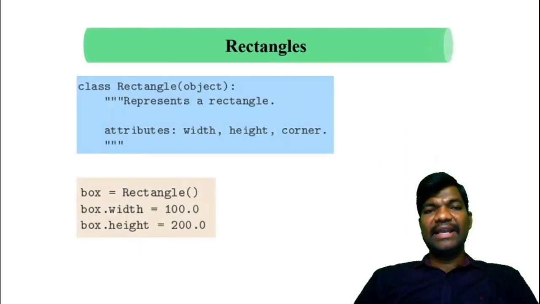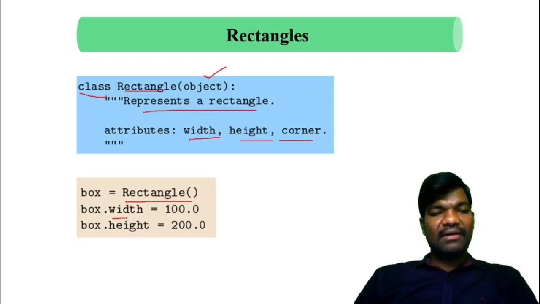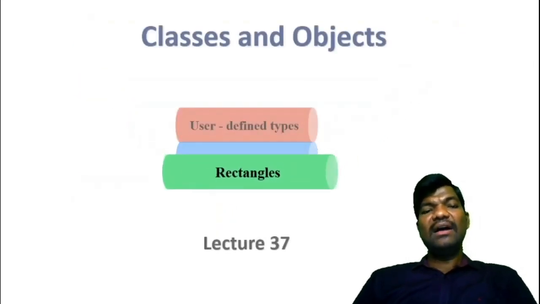Next, coming to the rectangle. By using this class, we are creating rectangles also. Create a Rectangle class with object. It represents a rectangle with width, height and corner. After creating the Rectangle class, it is assigned to box. This is one object. The width of the object is 100, the height of the object is 200. Like that we are creating rectangles.